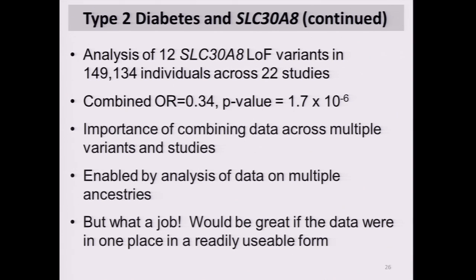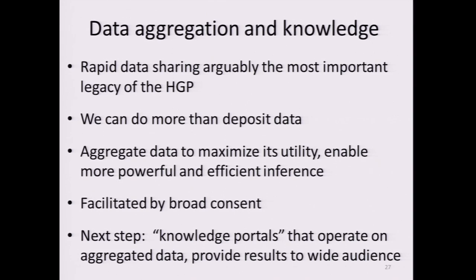Really interesting result. It demonstrates the importance of being able to combine data across multiple variants to effectively increase allele frequency, and across multiple studies to increase sample size, enabled by analysis of data on multiple ancestries. But what a job. Jason Flannick is a really good guy and worked really hard. It took a lot of time to put this together. It would be really great if data like this were in one place in a readily usable form.